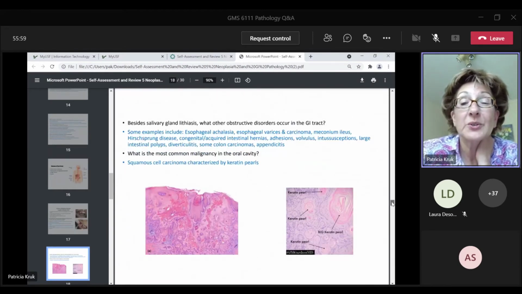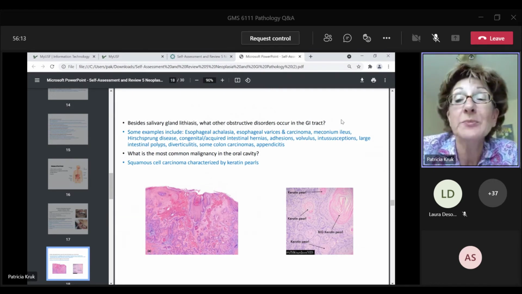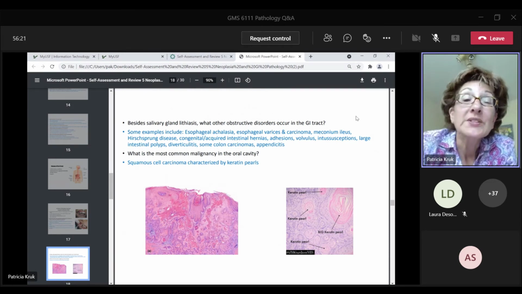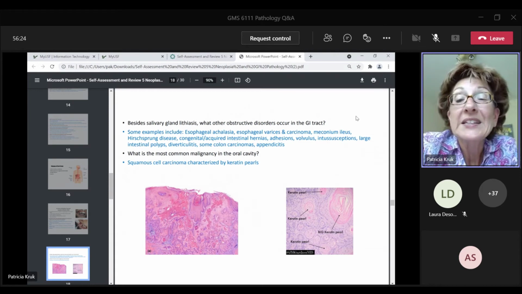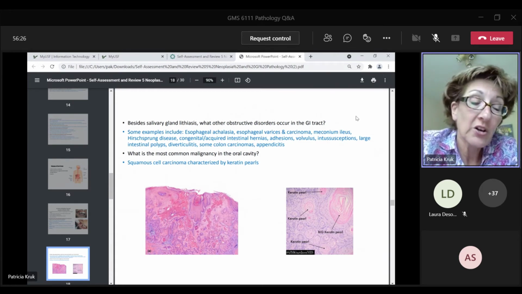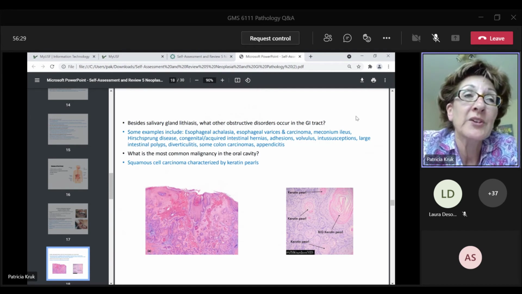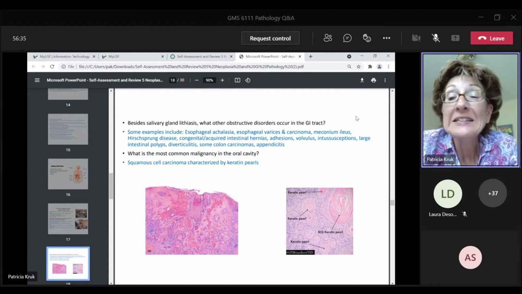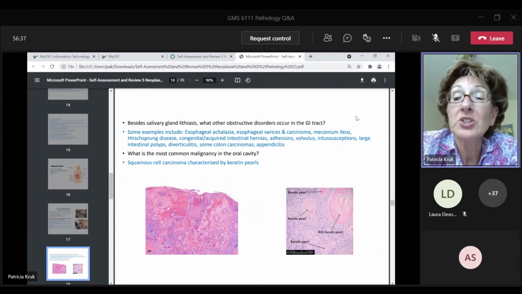So in this patient, I'm trying to give you some broader perspective, to mix and match. Besides salivary gland lithiasis, which is basically a stone, what other obstructive disorders have we talked about overall in the whole GI tract? Remember, it's basically a tube. Some examples at different levels of the GI tract: you see esophageal achalasia, and esophageal varices, which are large enlargements of the veins surrounding the esophagus, which can compress the esophagus. Certainly a malignancy in the esophagus can cause obstruction.